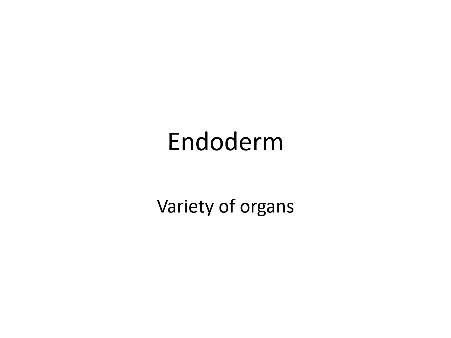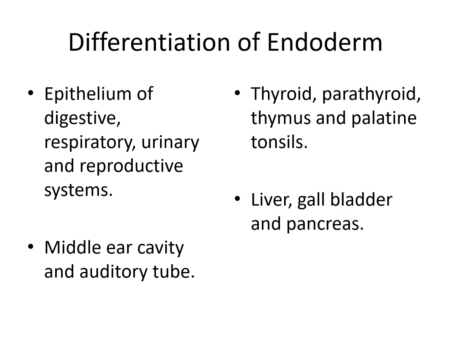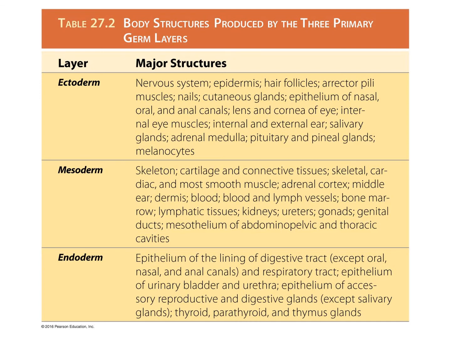Lastly, we have what's called endoderm, that last yellow layer, which produces a variety of organs. Okay, so for example, it produces the epithelium of the digestive, respiratory, and urinary and reproductive systems. It makes the middle ear cavity, and the auditory tube is from endoderm. The thyroid, parathyroid, thymus, and palatine tonsils are all derived from endoderm. Liver, gallbladder, and pancreas also are derived from endoderm. Many diverse organs are the result of endoderm. Okay, so here's a summary slide that indicates all the structures produced by the ectoderm, mesoderm, and endoderm, the three germ layers.